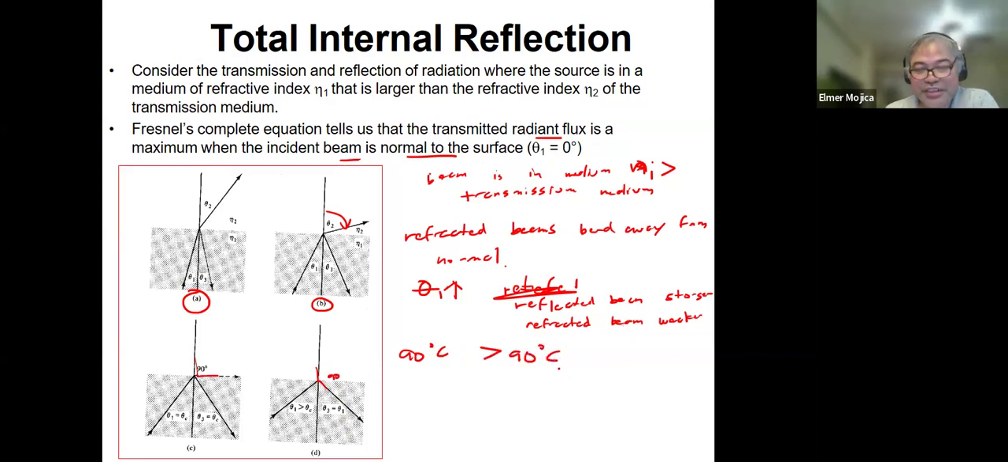Okay. Your critical angle, and at this angle the transmitted beam becomes zero.